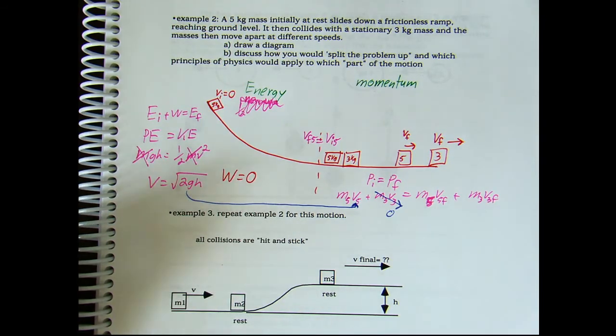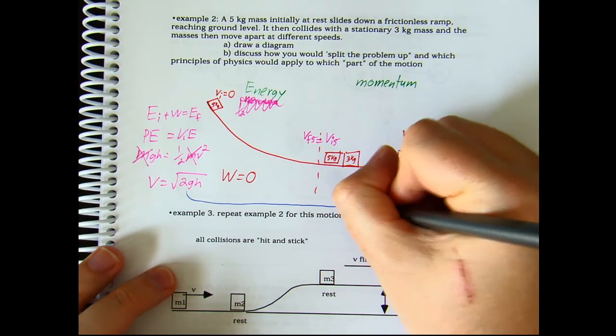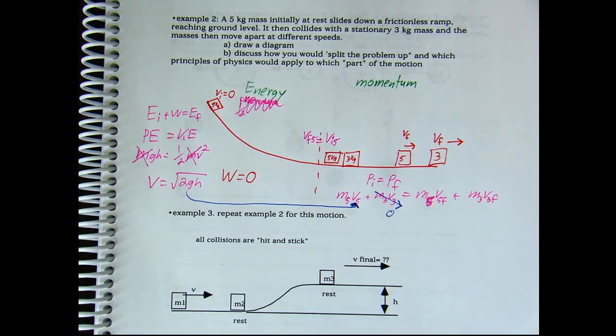Now, we don't have any more information to finish the problem. The whole goal of this example was to show you how we would split this thing up, and this is how it would be split up. We would need one more piece of information to be able to finish this.